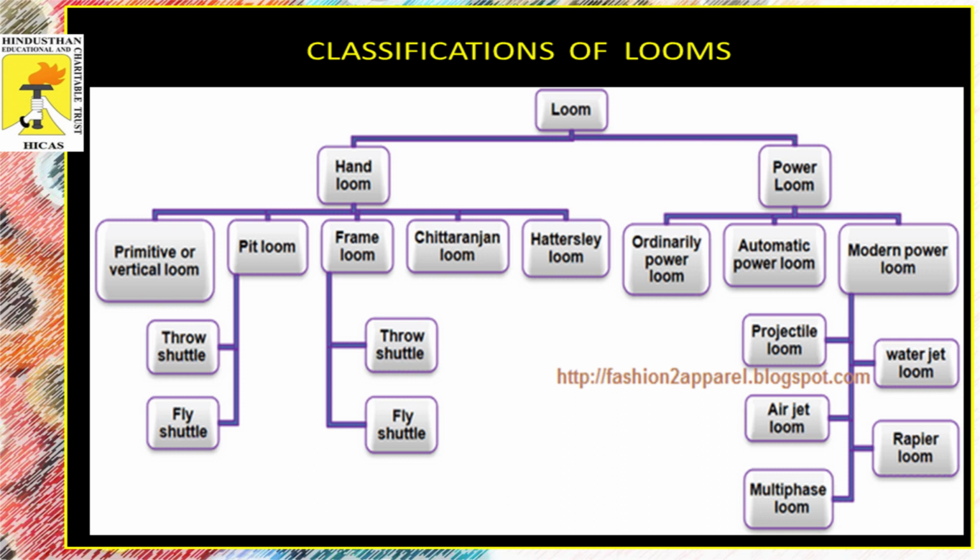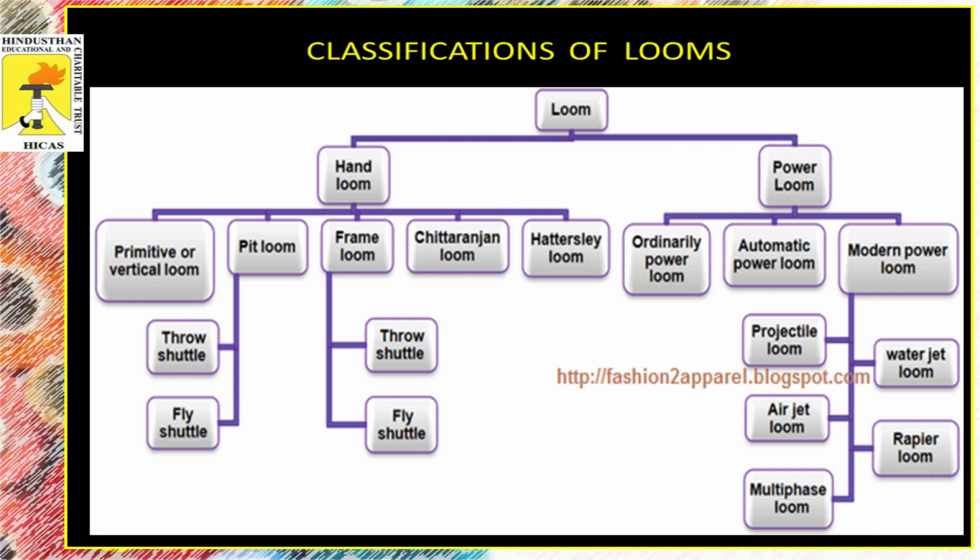Classification of looms. Looms are classified into two types. One is hand loom, another is power loom. And hand loom is again categorized into five types: primitive or vertical loom, pit loom, frame loom, Chittaranjan loom, Hattersley loom. And pit loom and frame loom are categorized into two types based on the type of shuttle used: throw shuttle pit loom and throw shuttle frame loom, and fly shuttle pit loom and fly shuttle frame loom.